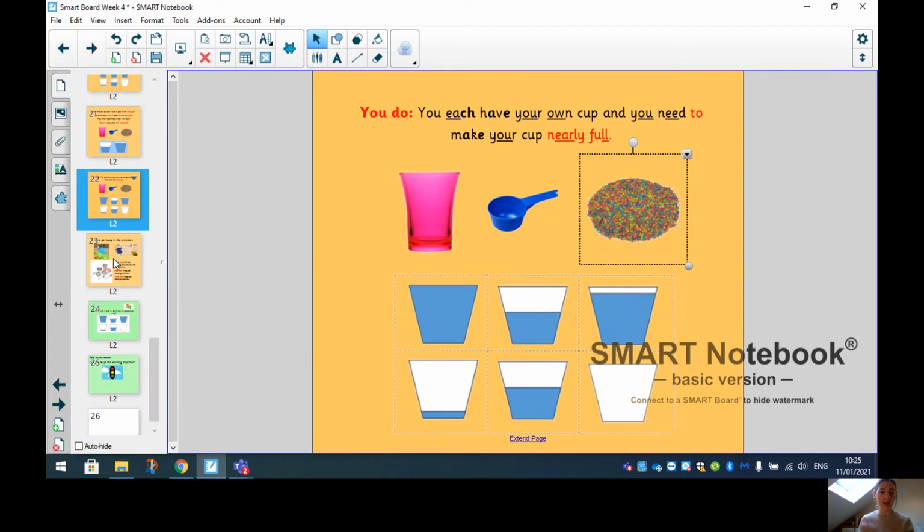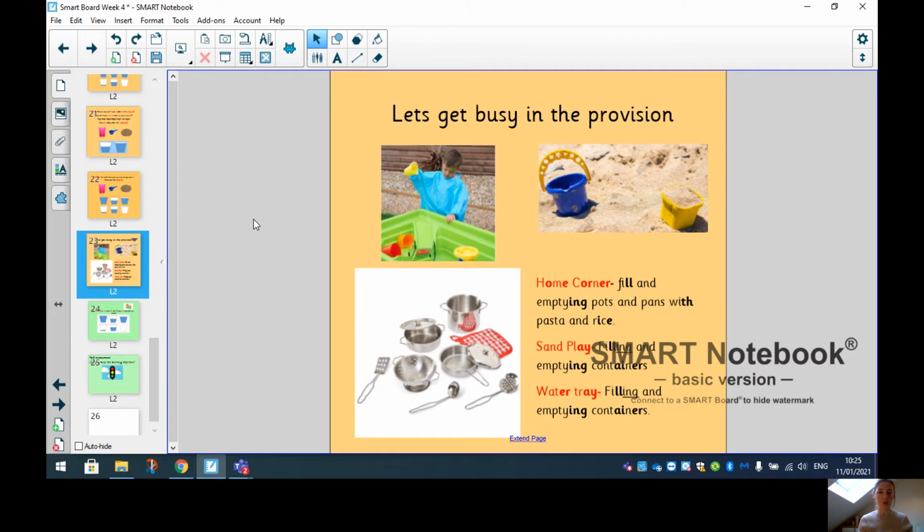Fantastic. Right, I'm going to move on to the next slide while you're doing that. And it says, let's get busy in the provision. Now, I know we're not in school, but I thought I'd keep this slide up because it gives you a few ideas on what you can do at home to explore capacity. So if you have got any pots or pans at home, see if you can get some different utensils and practice filling and emptying those, seeing if you can make it full or empty, nearly full or half full, nearly empty. See if you can use all those words, okay?